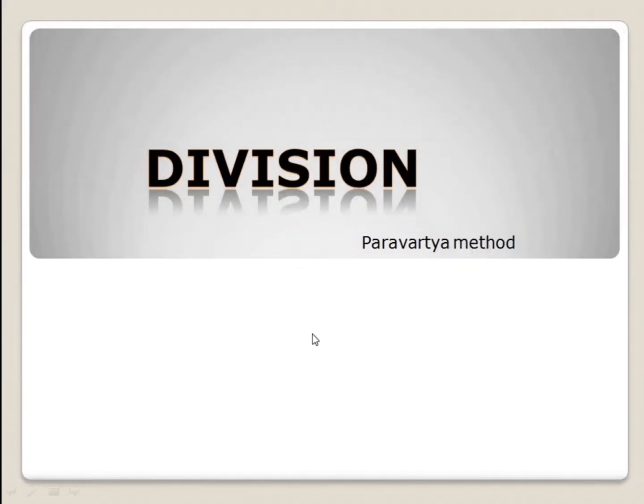Morning everyone. This is our session on division by the Paravartya method. Previously we learned how to do division with respect to the Nikhilam Sutra, but that is good only for large digit numbers. We dealt with numbers like 88, 89, 97, which are closer to their base numbers. Now what to do if the divisor involves small digit numbers?